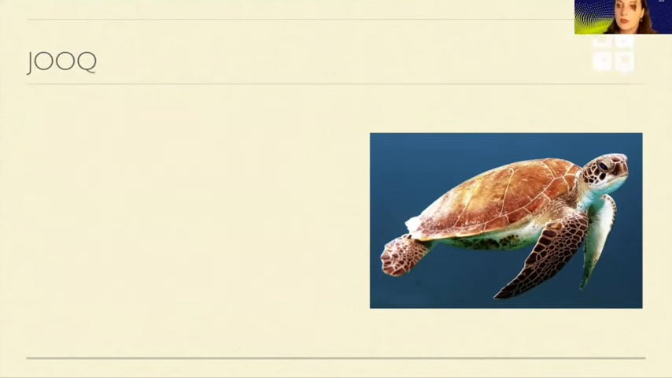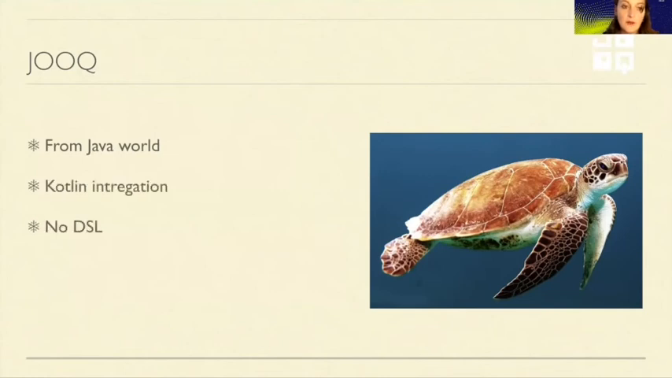And then let's have a look at jOOQ. jOOQ, I never know how to pronounce it. It's from the Java world, but it has some Kotlin integration, but it doesn't have a DSL. It's much more of a chain of methods calling themselves.